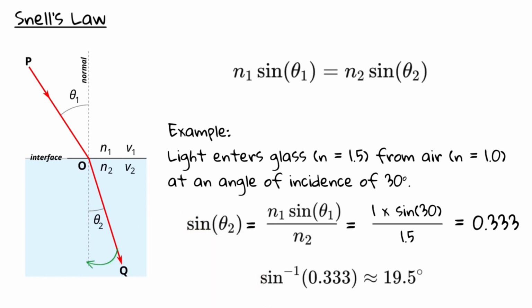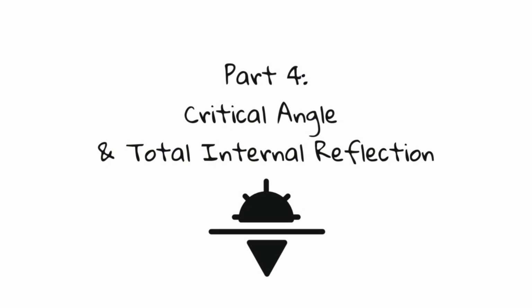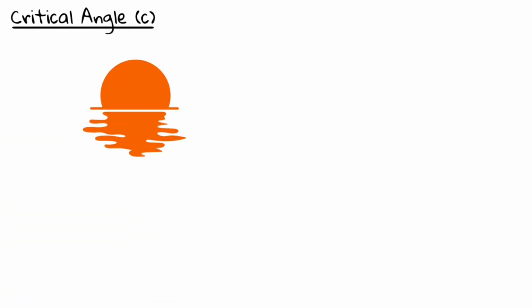So, as you can see, the light bends towards the normal as it enters a denser medium where its speed is decreased. Have you ever noticed how at sunset you can see the reflection of the sun off the water, but not at midday? That's due to total internal reflection.